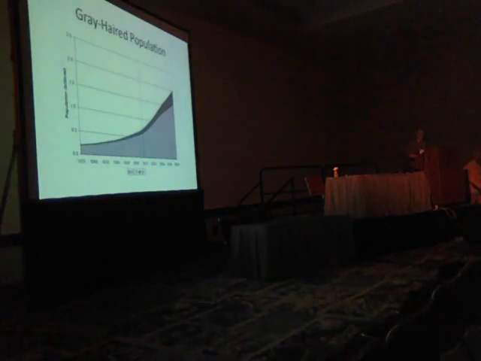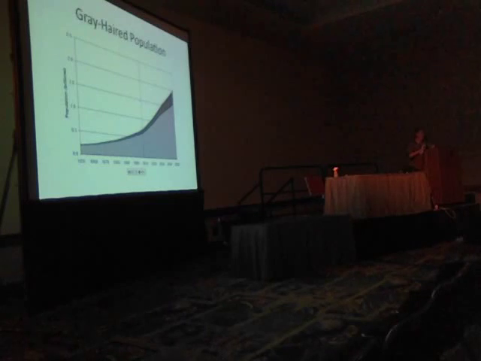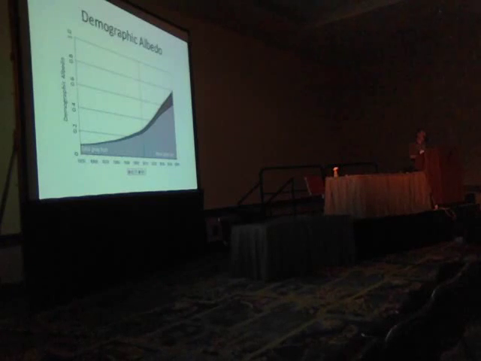And so this increase in people 60 and older is also an increase in gray-haired people. And so what's happening is we're creating a demographic albedo. That we have more and more people reflecting sunlight due to having gray hair. And so back 20 years ago, 30, 50 years ago, there was less gray hair on the planet. Now we have quite a bit more. And so back then there was less cooling due to the demographic albedo effect. And now we have more cooling.